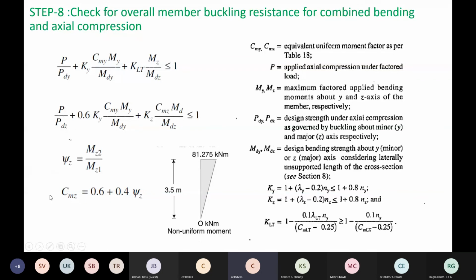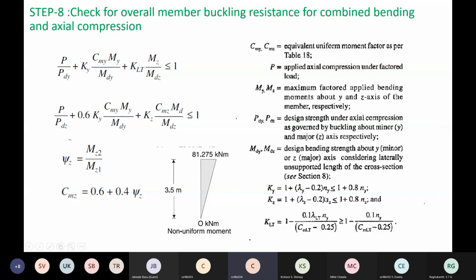So from the table, the first row itself, you will get CMZ as 0.6 plus 0.4 times psi z for this kind of moment diagram. So once you know what is CMZ, similarly you can calculate CMY, CMLT, and substitute all the things here and check whether these two conditions are satisfied or not. If these two conditions are satisfied, it means that the overall member is safe against all these bendings and axial compressions.